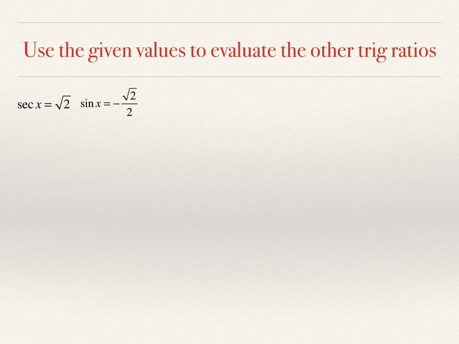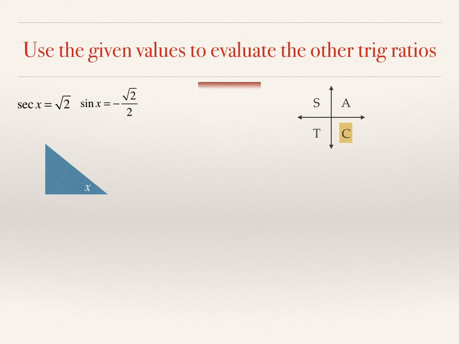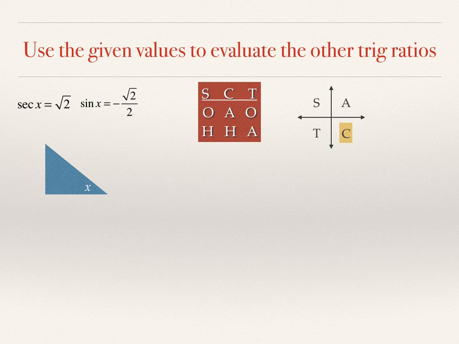The secant is the reciprocal of the cosine, so we know if the secant is positive, the cosine is also positive, and the sine is negative. And so the quadrant that happens is quadrant 4, where the cosine is positive and the sine is negative. And we're talking here about a 45, 45, 90 right triangle, because we see that familiar ratio of square root of 2. And using SOHCAHTOA, the secant is square root of 2 over 1. So the cosine is 1 over the square root of 2.